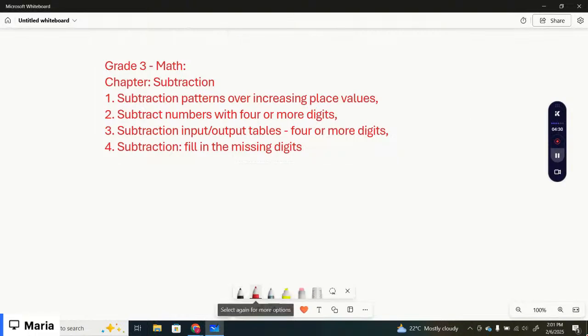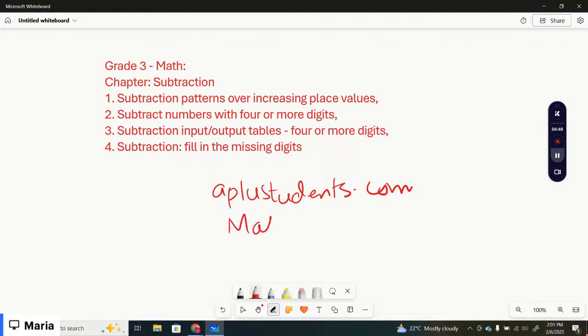You can find all the lessons on aplusstudents.com. You have to log in there using your email address and password as provided by the administrator. Then you have to select math from the subject tab, scroll down to grade 3 math, and then click on view all lessons. There you can find a list of the chapters.